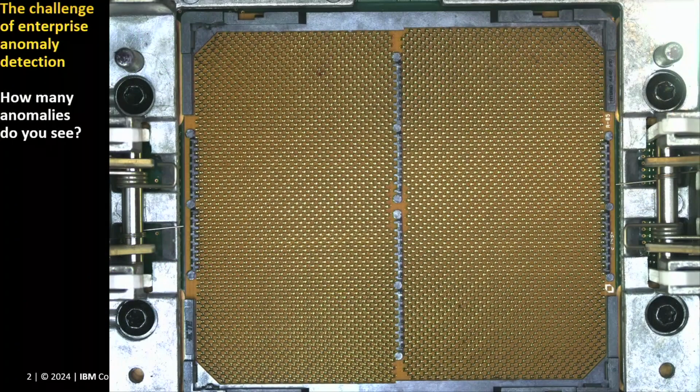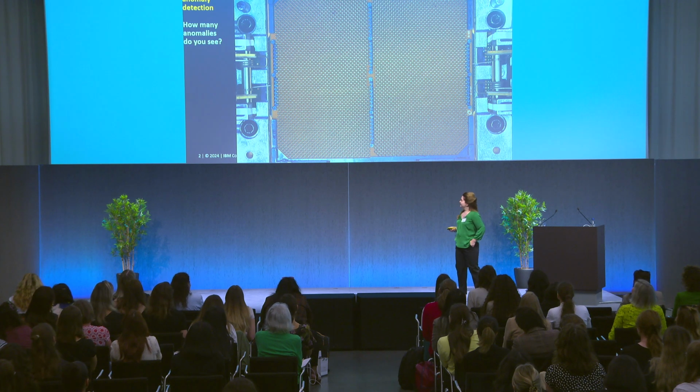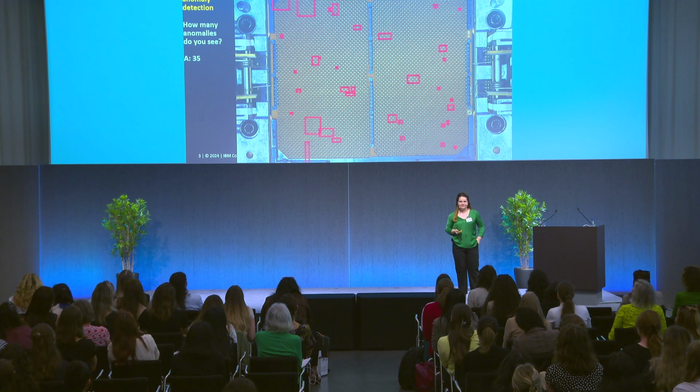So I'll start with a little example. This is a pin board. It comes from one of our products, System Z. It's silicon pins. Can you tell me how many anomalies you see on this image? Would you like to take a wild guess? 10. Another guess? Okay. Actually, it's 35.